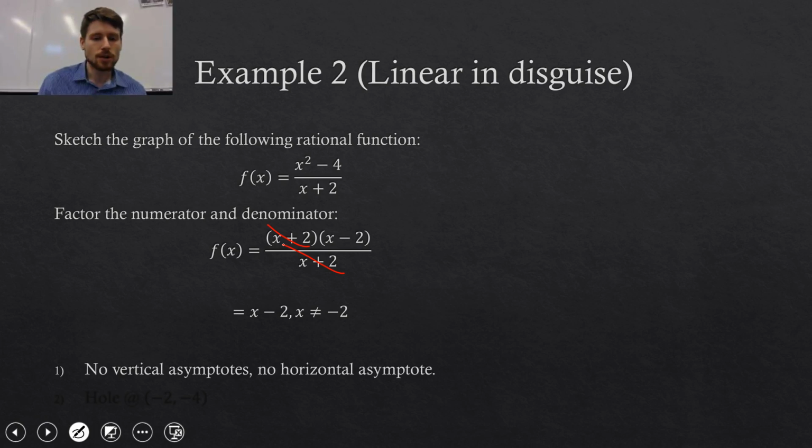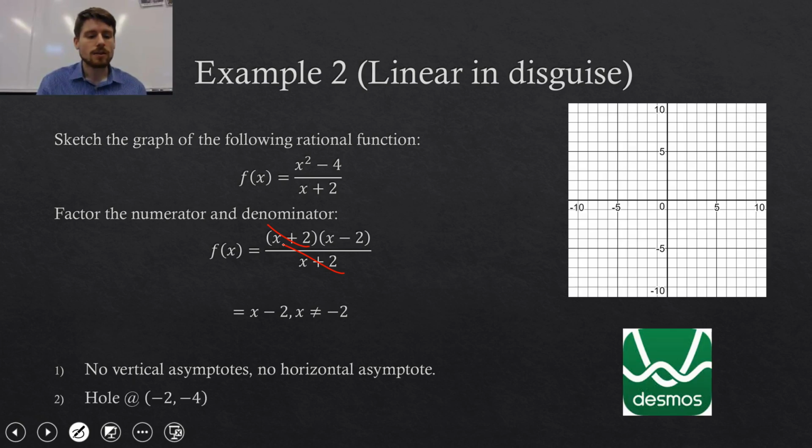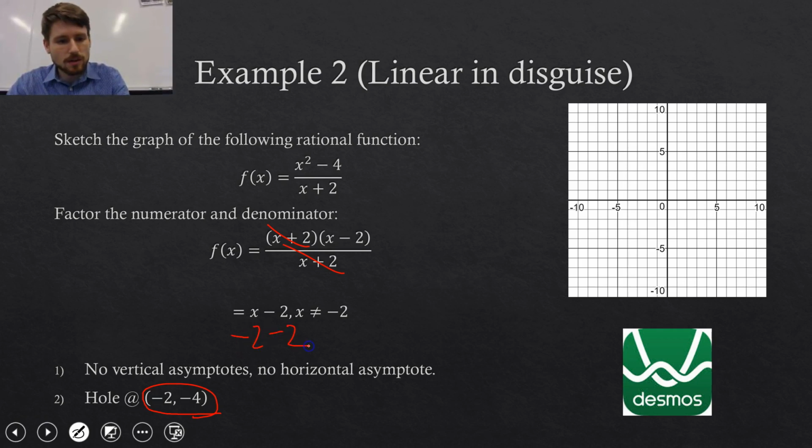There's no vertical asymptotes because there's no zeros of the denominator that are also not zeros of the numerator. There's no horizontal asymptote. The degree of the top is more than the degree of the bottom. And there's a hole when x is equal to -2, at the point -2, -4. Now how did I find that -4 part? Well, that's when you plug -2 in here. So I'm going to plug -2 into the reduced version, and I get -4 as my answer. So that's where my hole is.